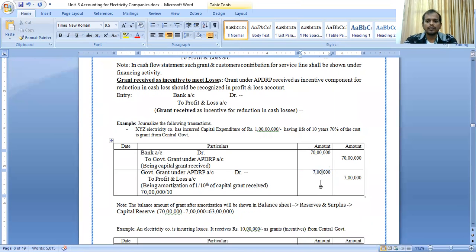So what about the remaining balance? The balance amount of grant after amortization will be shown on the balance sheet side, in reserves and surpluses under capital reserve. This is 63 lakh.